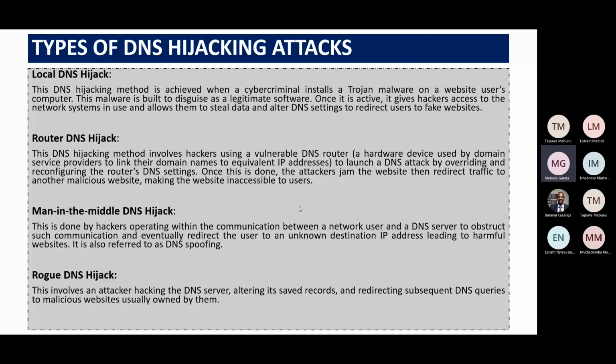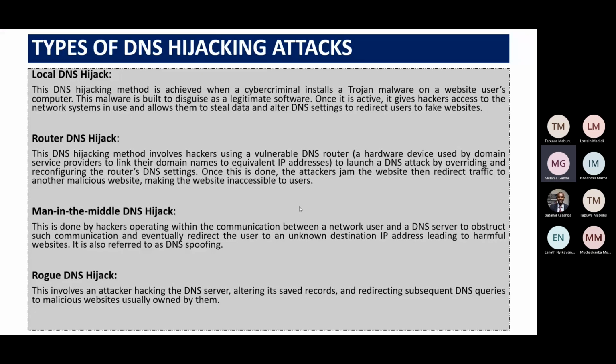Then the router DNS hijack. This method involves hackers using a vulnerable DNS router, which is a hardware device used by domain service providers to link their domain names to equivalent IP addresses, to launch a DNS attack by overriding and reconfiguring the router's DNS settings. Once this is done, the attackers jam the website, then redirect traffic to another malicious website, making the website inaccessible to users.